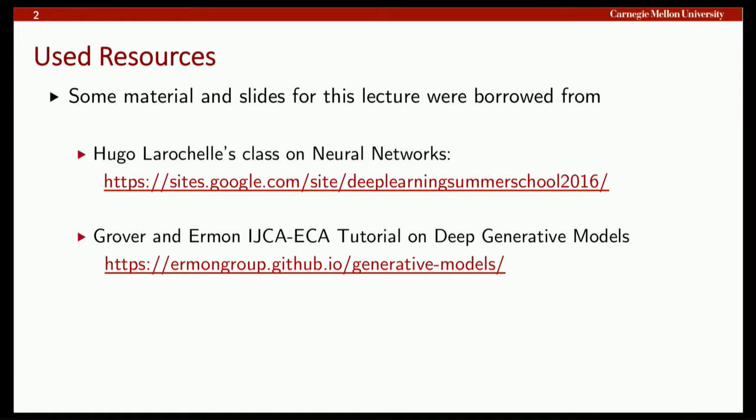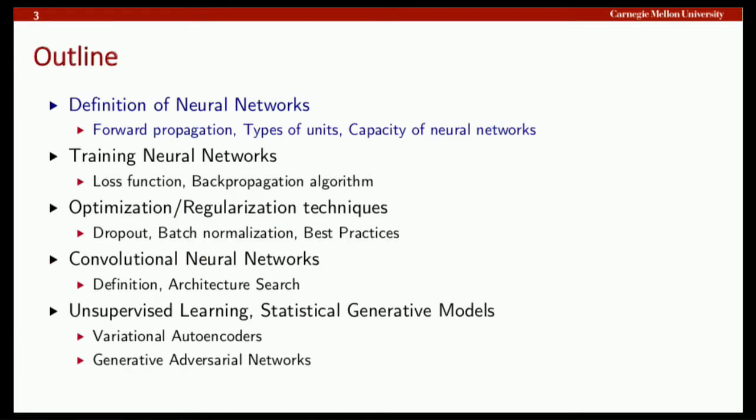So what I'd like to cover in this tutorial: we're going to go through the definition of neural networks, and look at some basics of what these neural networks are. We're going to quickly go through the training of these models, look at the loss functions, and briefly look at the backpropagation algorithm. Then we'll spend a little more time on some state-of-the-art optimization and regularization techniques, such as dropout and batch normalization. And we're going to look at the best practices for how we train these models.